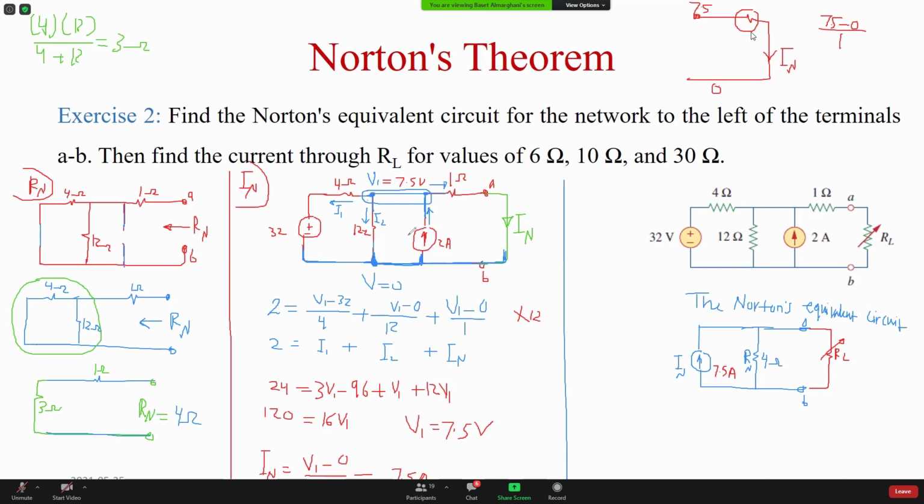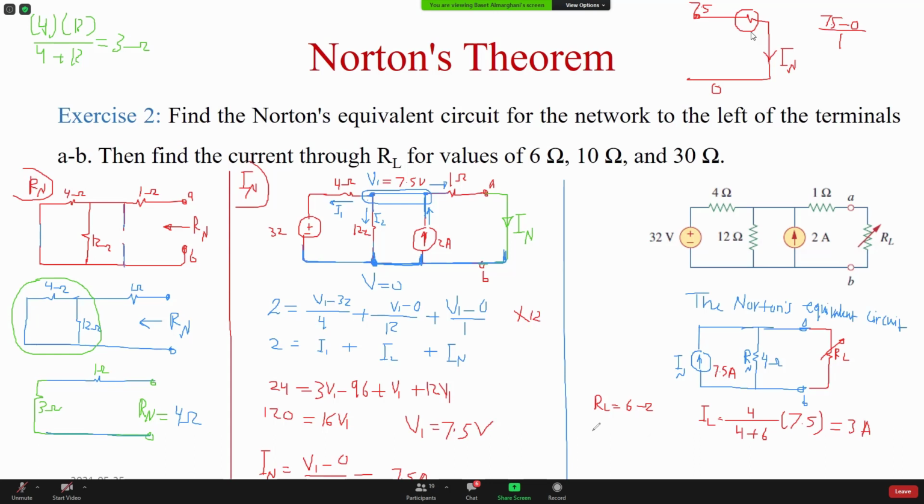Now it says at the end, if you have RL equals 6, find IL. So I'm going to use the simple circuit current divider here. So IL, I want, this is 6 here. So I'm going to multiply by the other resistance, 4. And this is 4 plus 6 times 7.5. This gives me 30 divided by 10, so 3 ampere.